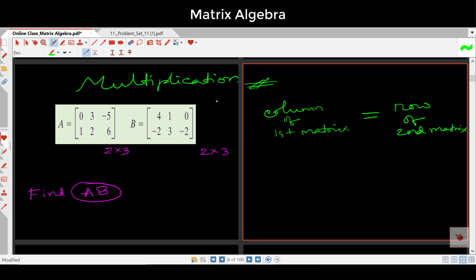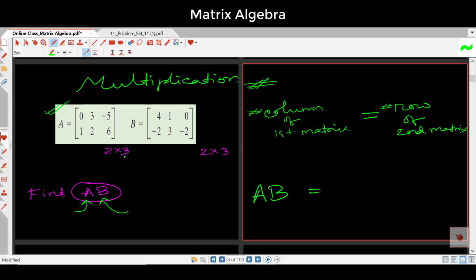This is the rule for multiplication. The number of column of the first matrix should be same as the number of row of the second matrix. If it is equal, then only we can multiply A and B. So for this example, we have A matrix first, then B matrix. So A matrix has 2 rows 3 columns and B matrix has 2 rows 3 columns. So we have to check whether A times B is possible or not.